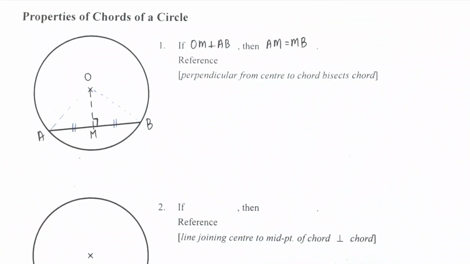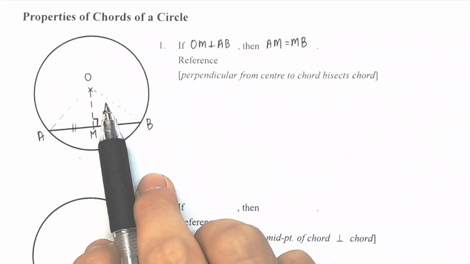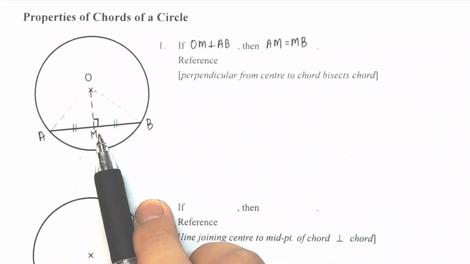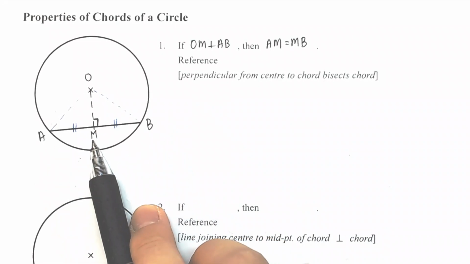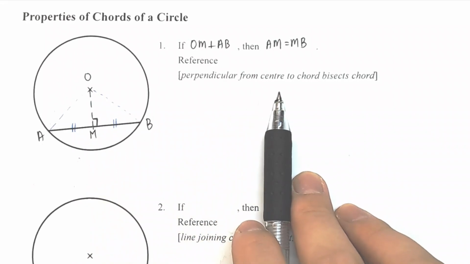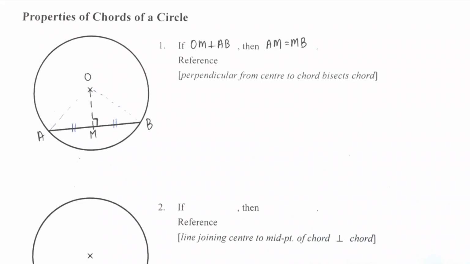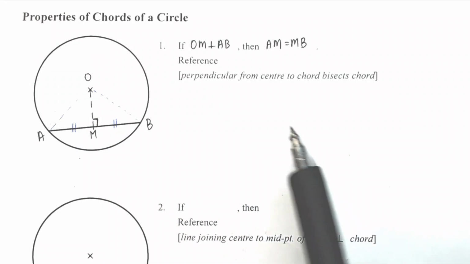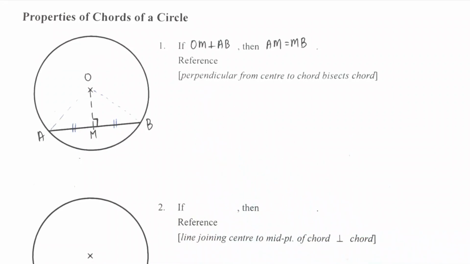Now, if you want to use this fact that when a line is drawn from the center to the chord, which is a perpendicular line to AB, then M is the midpoint of AB, you need to add a new reference. A reference is a geometric reason that supports your work, like angle sum of triangles, parallel lines, corresponding angles, etc. So there are a bunch of new references for you in these two chapters.